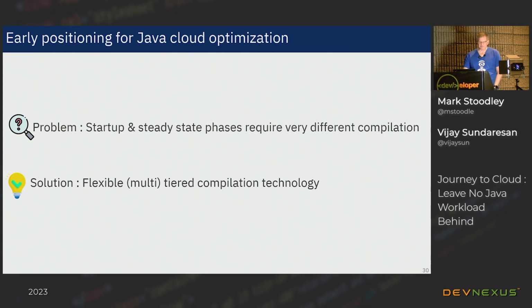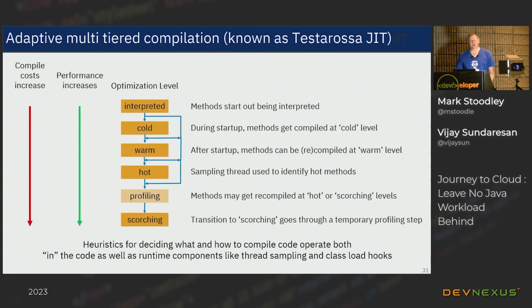It's very adaptive. It's known, historically, as the Testarossa JIT, in homage to the very fast sports car, and the fact that the person who originally designed it had red hair. And Testarossa in Italian means redhead, sorry, just in case you didn't know that.